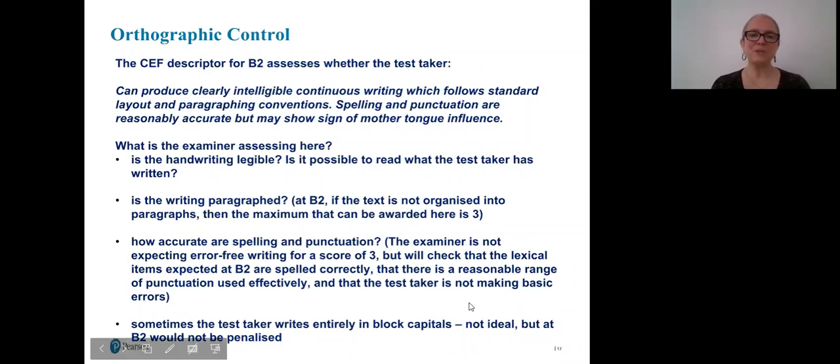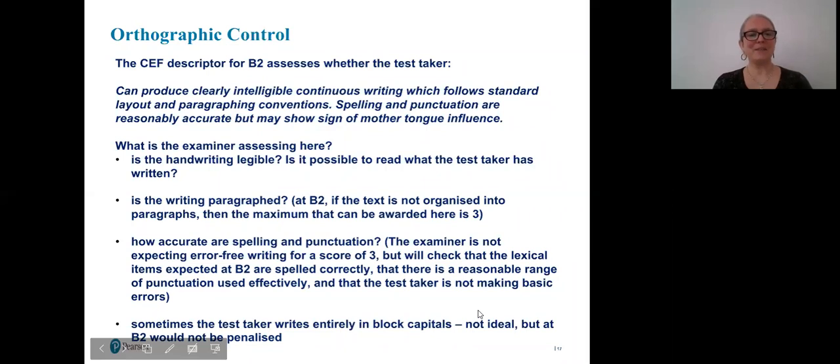In terms of punctuation, I think at level 3, we are looking to move a bit beyond simple sentences and just the use of capital letters and full stops. We'd want to see some question marks, some commas used properly, perhaps colons, semicolons, maybe the odd exclamation mark, but not too many of those.